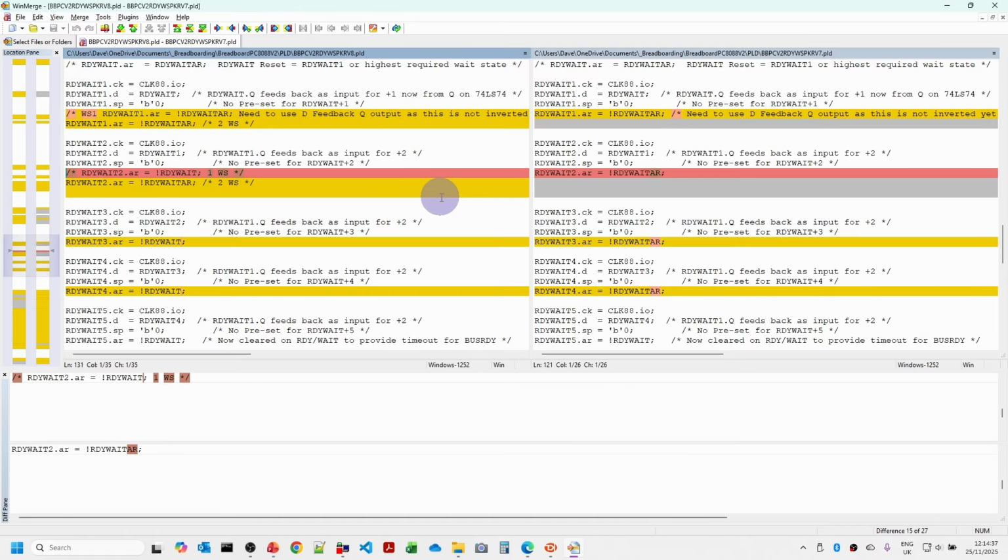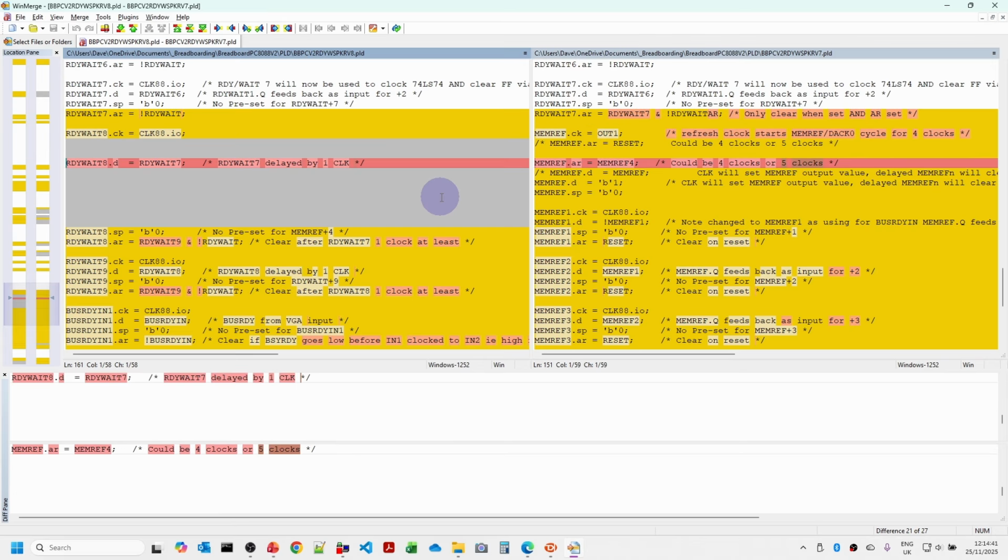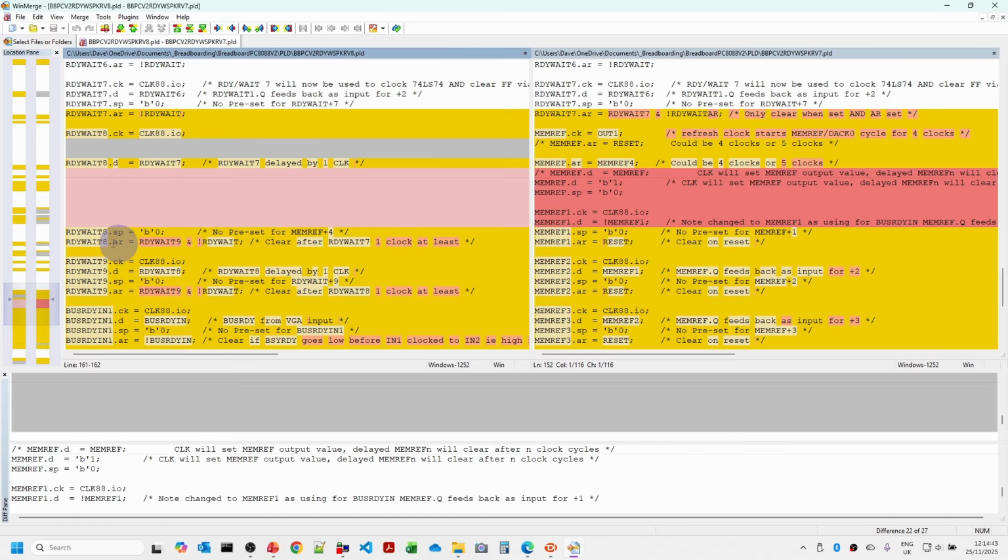Then we'll see that we've got some of the resets and things have then just been modified to account for this. And these ones down the bottom here, the ready wait 8 and ready wait 9, are related to resetting the bus ready signal so that we don't get this sort of bus ready being held low forever.